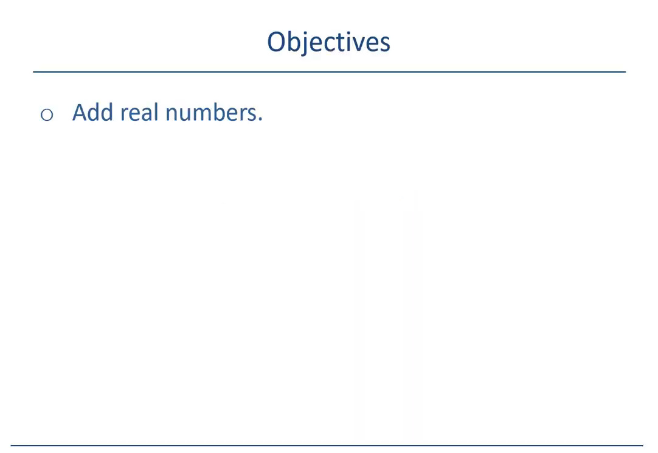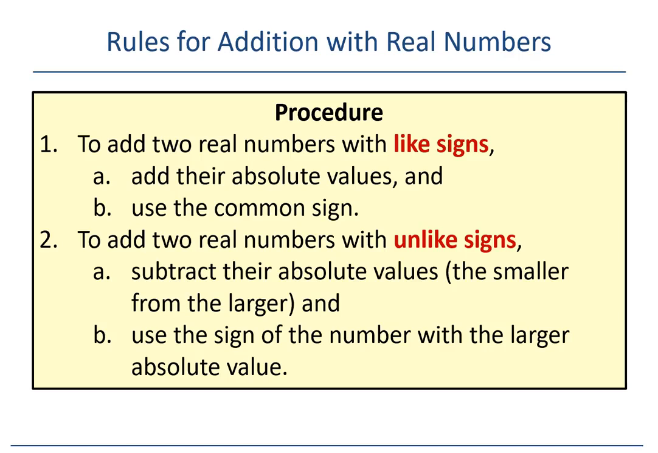We're going to add real numbers, and let's remember that to add two real numbers with like signs, add their absolute values and use the common sign. To add two real numbers with unlike signs, subtract their absolute values, the smaller from the larger, and use the sign of the number with the larger absolute value.